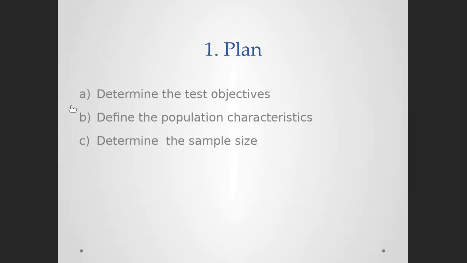So what we have in the first step, planning, are 3 activities. A, determine the test objectives. B, define the population characteristics. And C, determine the sample size. Now we are doing this to perform an audit procedure. The audit procedures for testing an account or a balance is known as what? Can anybody remind us?